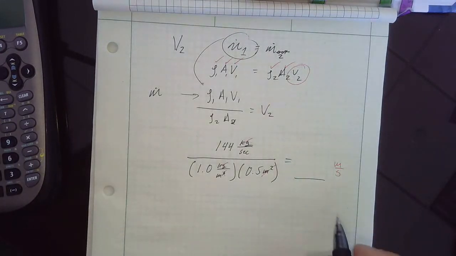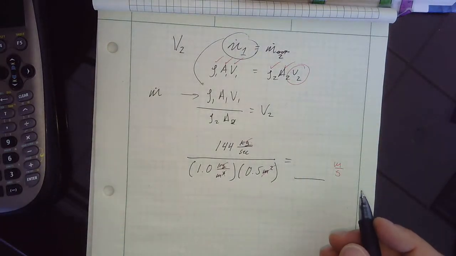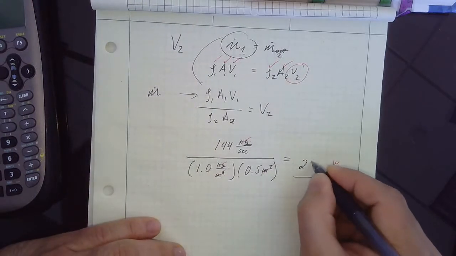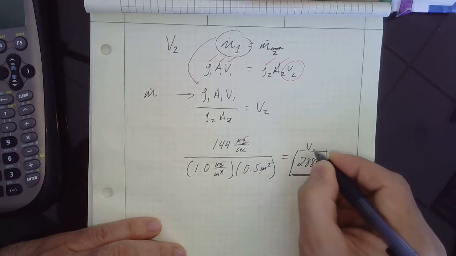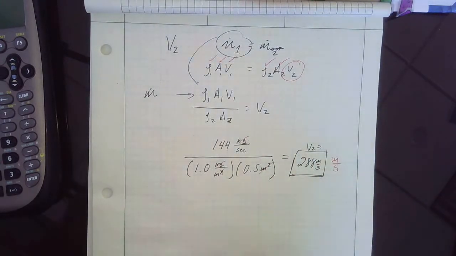And when you run this, you will find, and I'm going to just cheat here a little bit, that it equals 288 meters per second. And we put a nice box around that. V2 is equal to that. Okay. What's the last step?